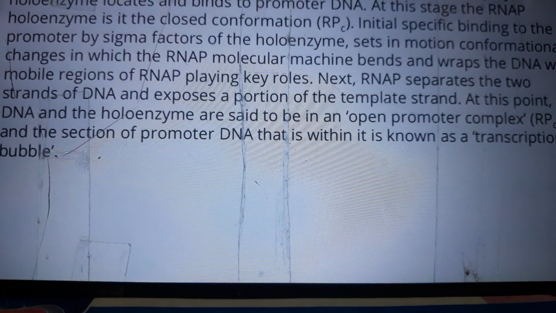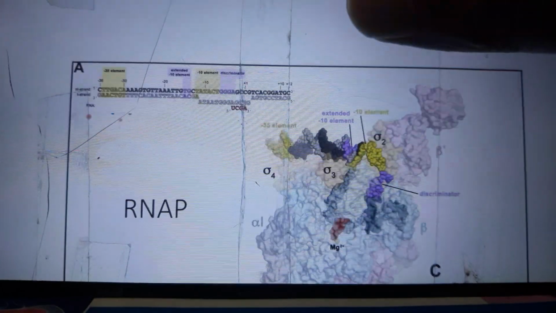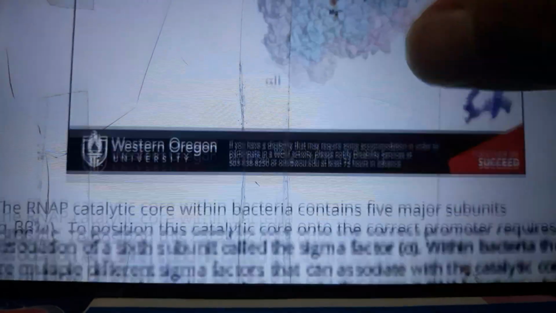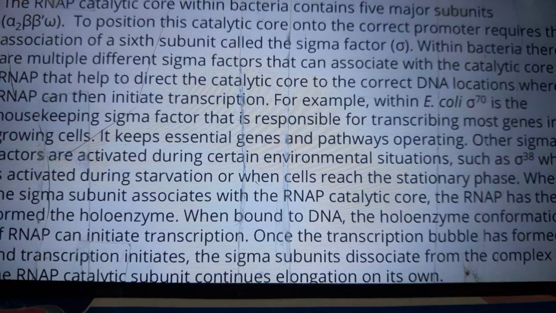Next, RNAP separates the 2 strands of DNA and exposes a portion of the template strand. At this point, the DNA and the holoenzyme are said to be an open promoter complex, RPo, and the section of promoter DNA that is within it is known as a transcription bubble. This is a diagram of the RNAP, and we continue with the subject matter proper.